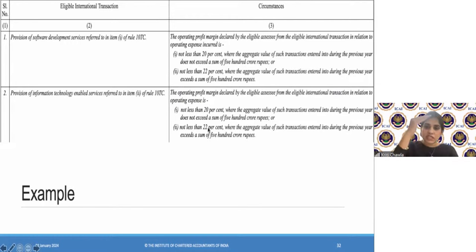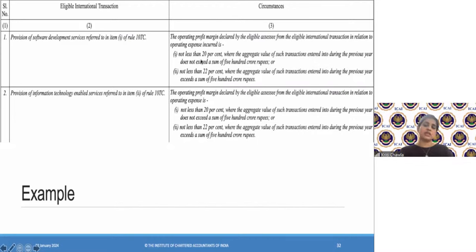So they have listed down in these rules a lot of services, KPO, research and development, contract research and development, information technology services, etc. And they have listed down a margin also that the Indian entity should make this percent margin in respect of this particular transaction. So under safe harbor rules, they've defined the circumstances that if you fall under this particular circumstance, that you're providing software development services, then this is the margin that will be agreed between the taxpayer and the tax authorities.